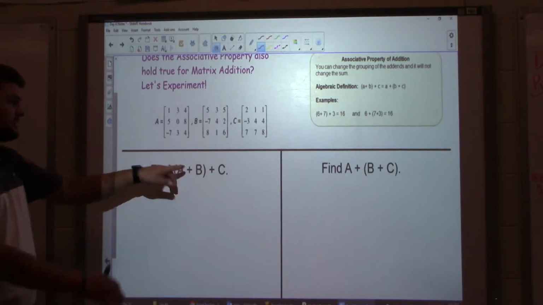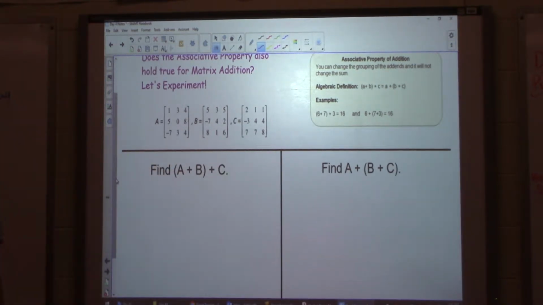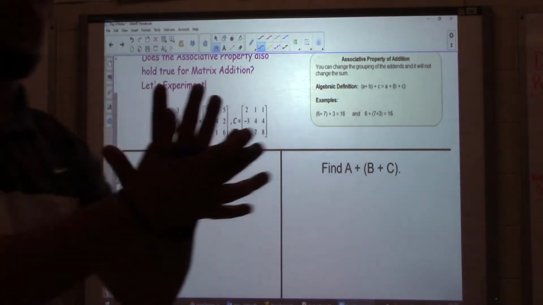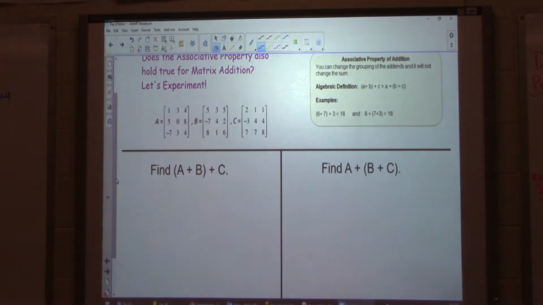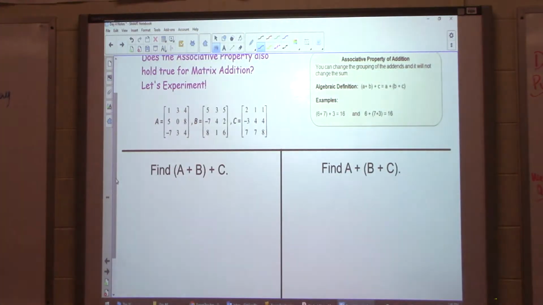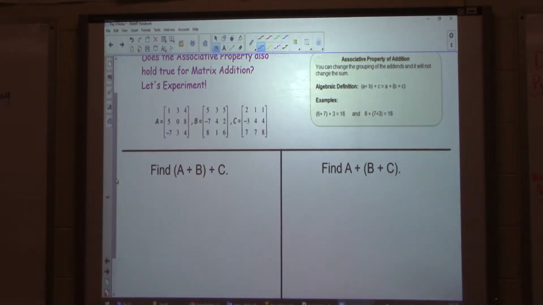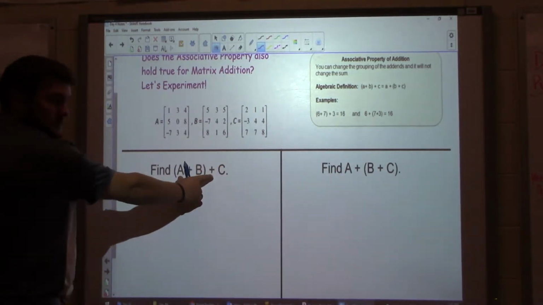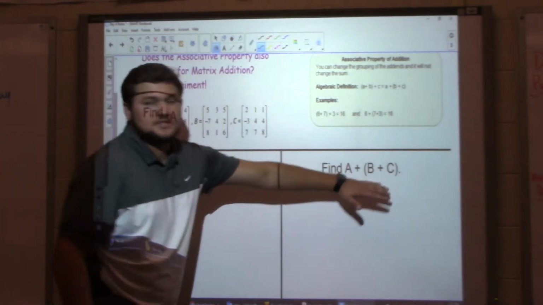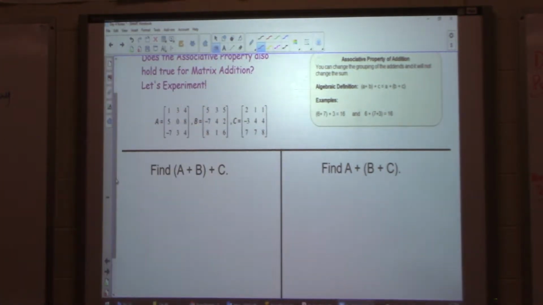All right, associative property of addition. A plus B plus C should equal A plus, and then B plus C. Here's what we're going to do. This half of the room, you can do the first part. This other half over here, I want you to do the second part. We'll compare answers.